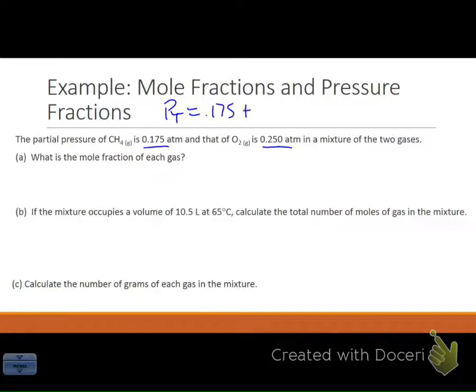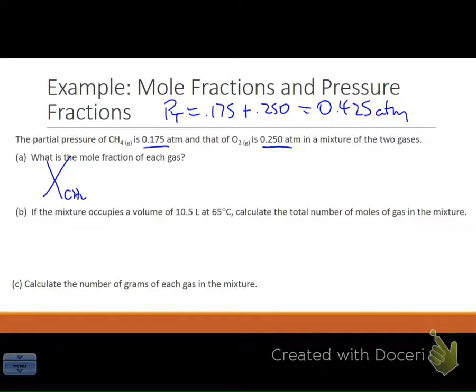0.175 plus 0.25 to get 0.425 atmospheres. All right, part 1. What is the mole fraction of each gas? Well, mole fraction is just, any fraction is just a part over the whole. From pre-AP, when we use the capital X, it's really a chi from the Greek alphabet, but it looks like an X, so let's not overcomplicate it.